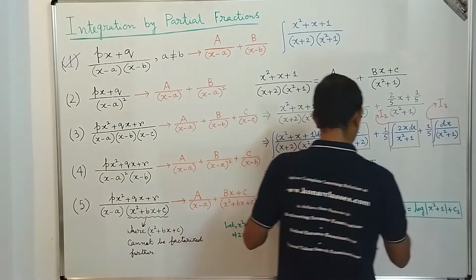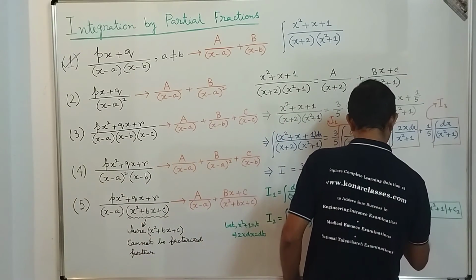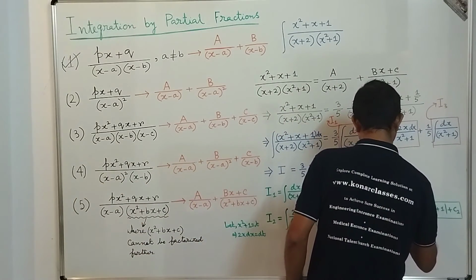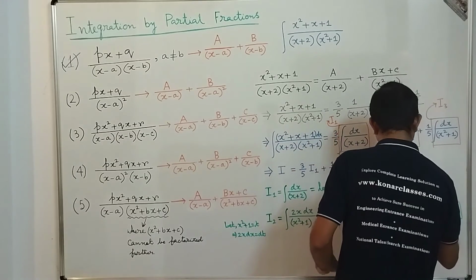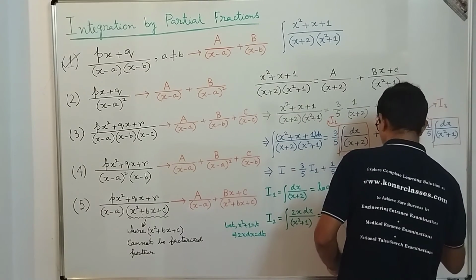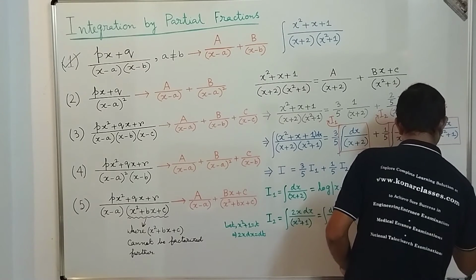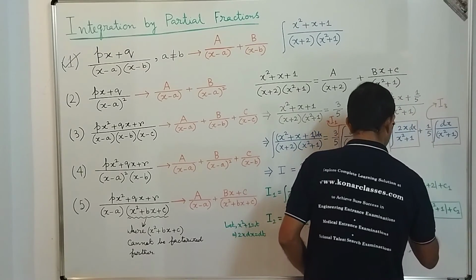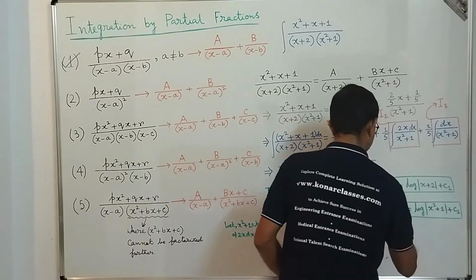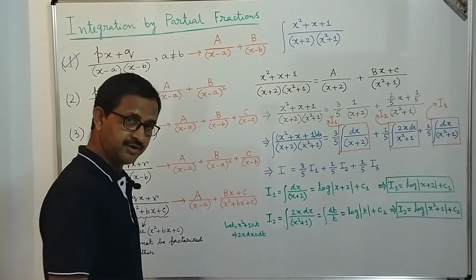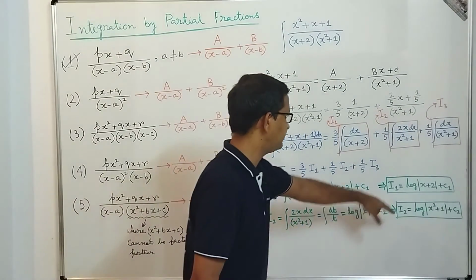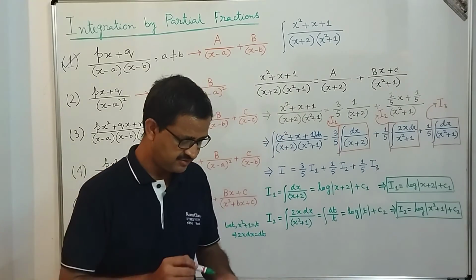Okay, so we found the value of I1. I1 we got is equal to log of mod x plus 2 plus c1, where c1 is integrating constant. So we found the value of I1, we found the value of I2, then finding the value of I3 is very simple.